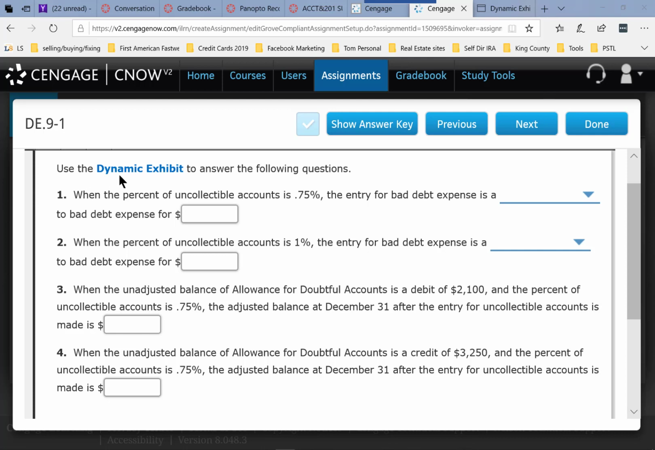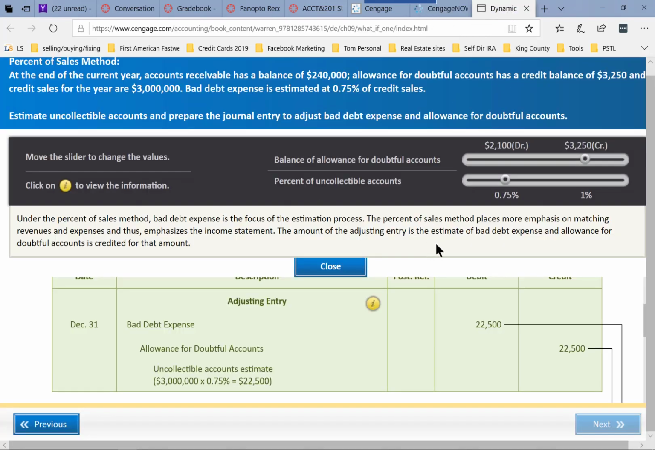This is a demonstration of a Chapter 9 DE-01 exercise, which utilizes this dynamic exhibit tool for manipulating data. This is dealing with uncollectible accounts with allowance method versus direct write-off. I'm going to show you how this works. You click on the dynamic exhibit and it brings up this toolbar. Now if you notice, it says here, balance of allowance for doubtful accounts.